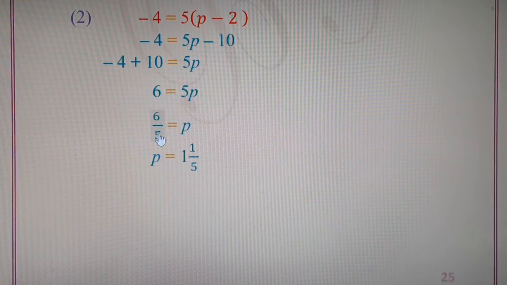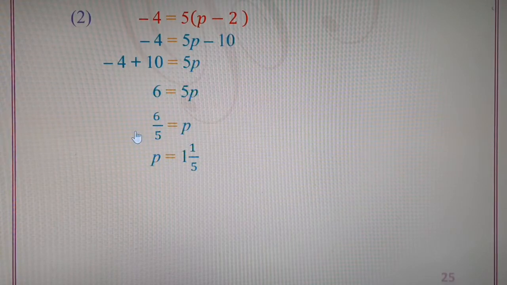Now 5 is a prime number and 6 is a composite number, and 6 is not a multiple of 5, hence we cannot solve it further. But if we observe carefully, the numerator is greater than the denominator, hence we have to convert the fraction into a mixed fraction. So this is an improper fraction. 6 upon 5 is an improper fraction because the numerator 6 is greater than the denominator. Whenever the numerator is greater than the denominator, we call it an improper fraction. So an improper fraction has to be further solved into a mixed fraction in the final answer.